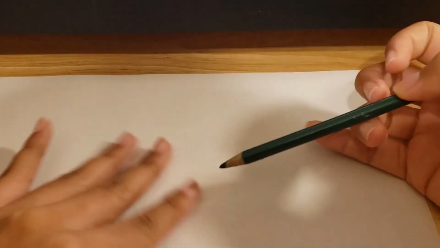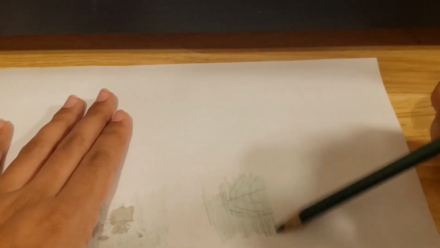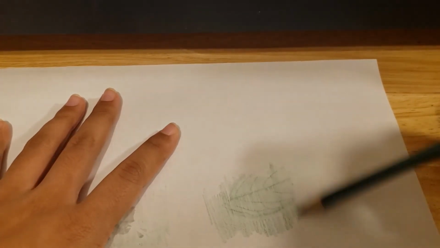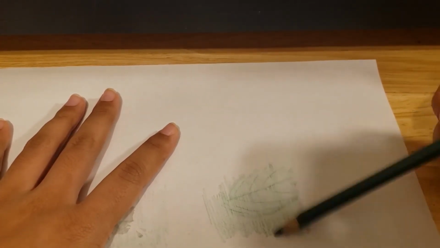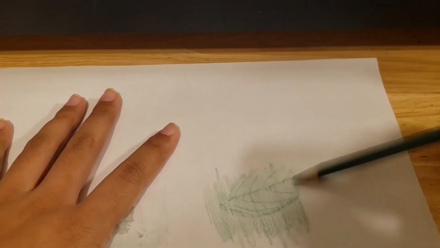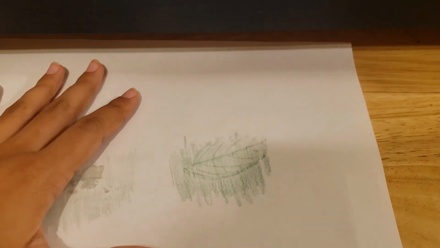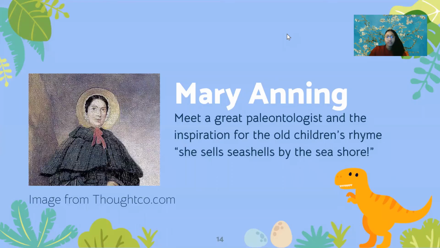Now, this one's a little bit tough to see, so we're going to move it around to another area and try again. Remember, you want to get that perfect balance of shading hard enough to see it, but lightly enough so that it doesn't just become green coloring. And now we have a preservation of our true form fossil.